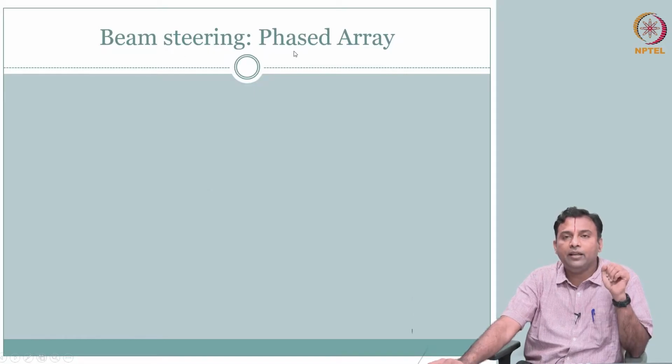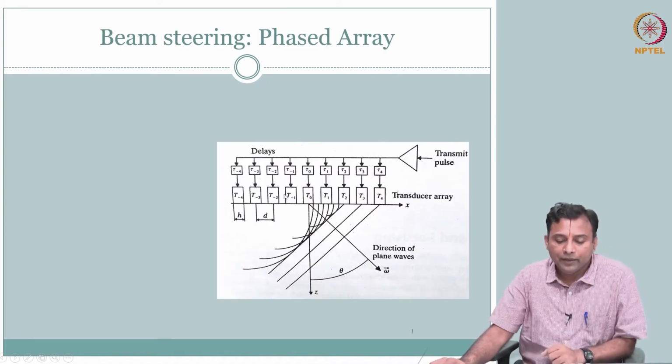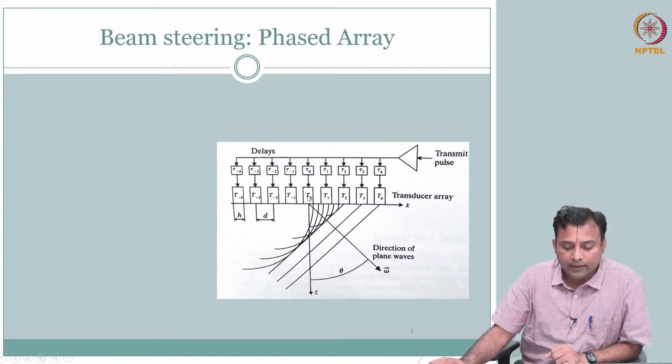So, beam steering in case of a phased array. What is our problem? This is the problem proposition. I have an array, I call this transducer element 0 just for symmetry purpose. Transducer 0 is the center element, transducer 1, 2, 3 are all on the one side, minus 1, minus 2, minus 3 are all on the other side.